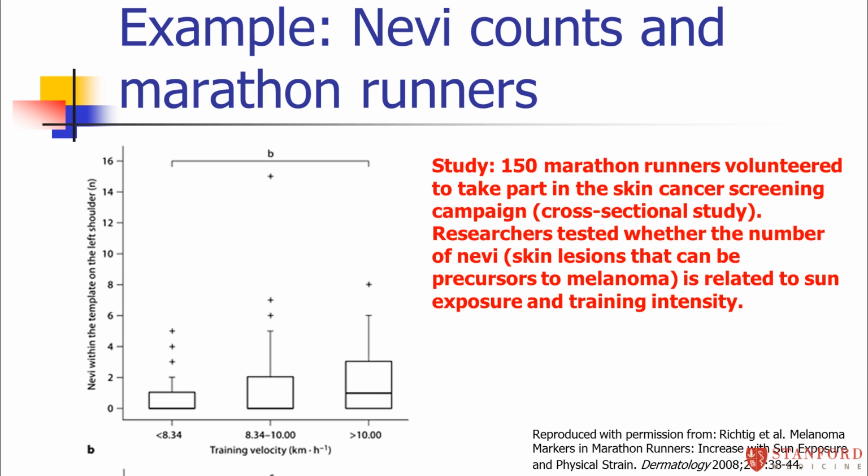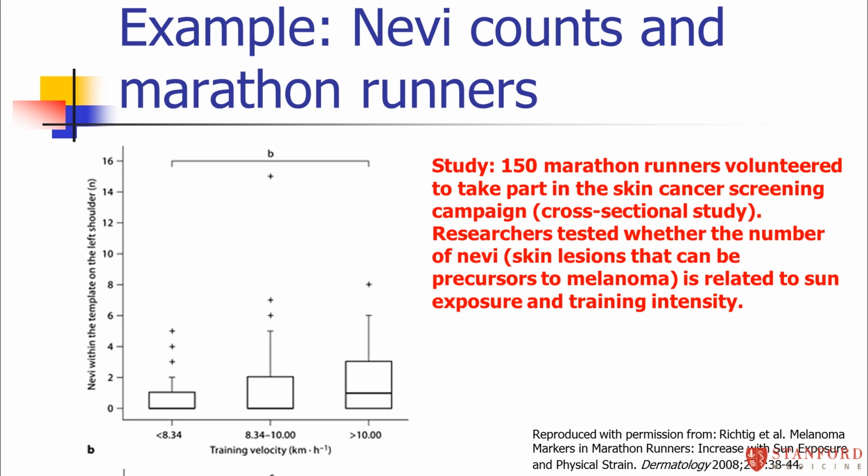And researchers wanted to know whether or not more sun exposure would increase your nevi. That's expected. They also were curious to know whether or not, if you're a marathon runner who trains more intensely, who trains faster, who trains harder, for the same amount of sun exposure, you are more likely to develop nevi. The thought being that somehow that intense training is maybe going to wear down your immunity, and make you more at risk for skin cancer.